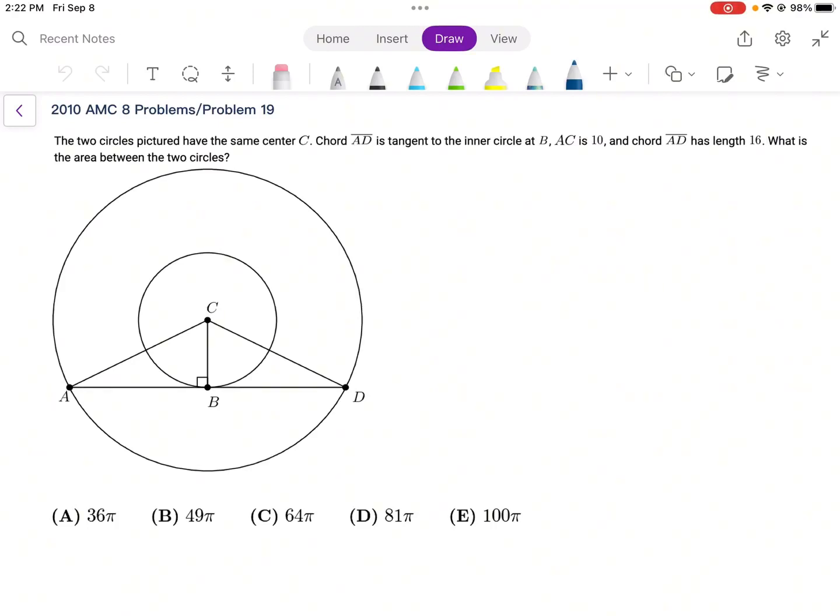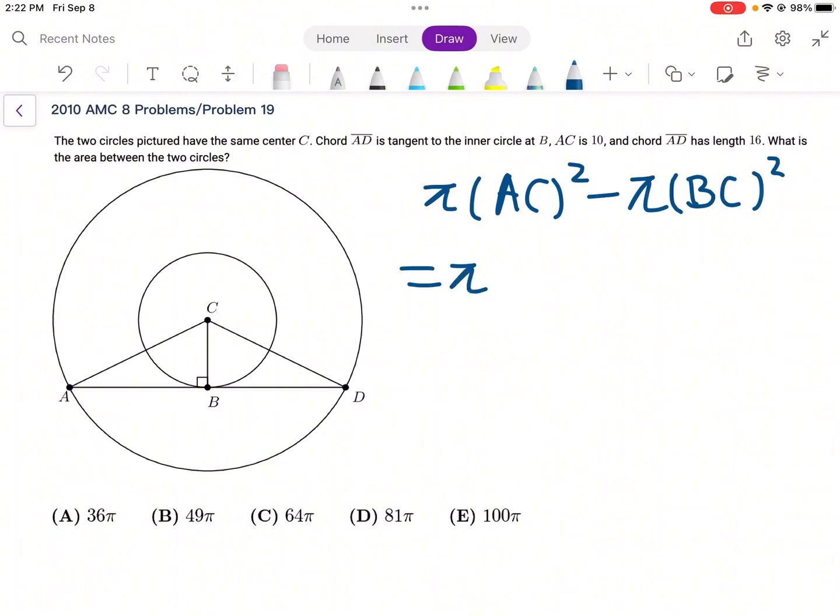Problem 19. The larger circle has radius AC and the smaller circle has radius BC. So to calculate the difference in their areas, we use pi AC square subtract pi BC square to get their area difference, and that is pi times (AC square subtract BC square).